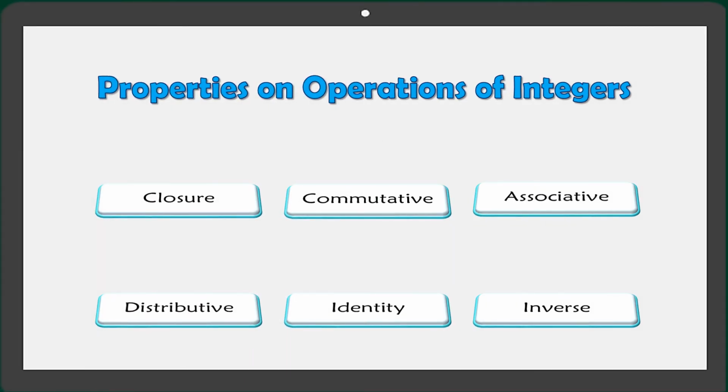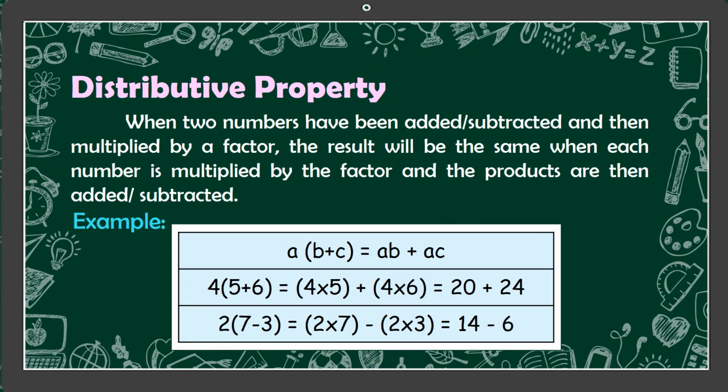Let us have the distributive property. When two numbers have been added or subtracted and then multiplied by a factor, the result will be the same when each number is multiplied by the factor and the products are then added or subtracted. Example, A times quantity B plus C is equal to A times B plus A times C. We distributed A, o binigay natin yung A sa B at sa C.